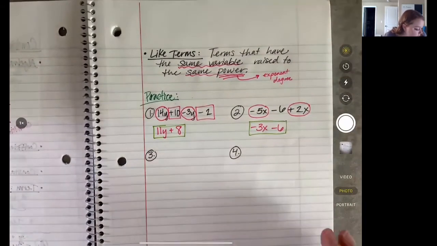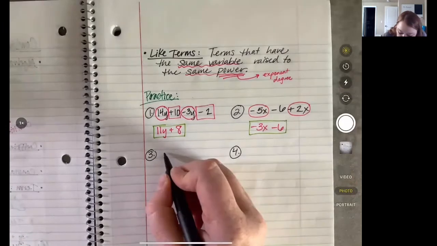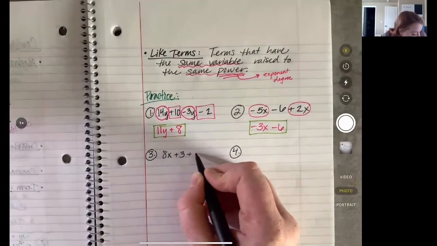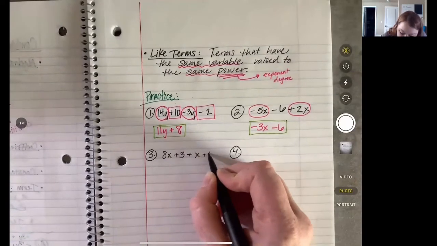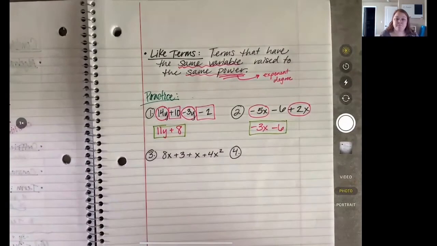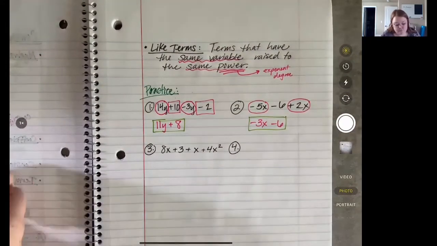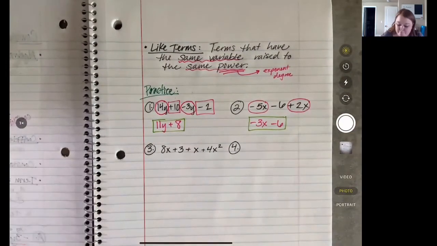Okay, next up, 8x plus 3 plus x plus 4x squared. Pause if you think you can do it. I think you can.